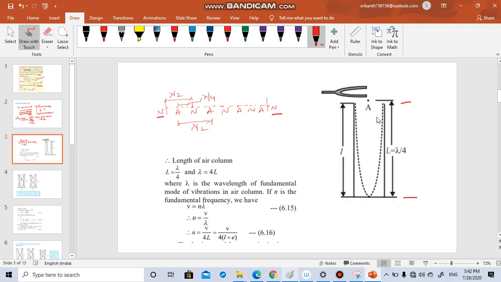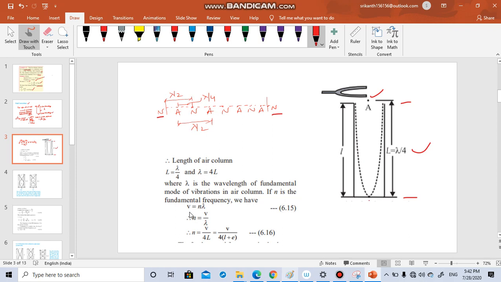So that fundamental frequency we are finding out. Here this length is equal to lambda by 4. Why? Here a node will be created, here an antinode will be created. So the gap is lambda by 4, that you are calling as capital L. Mind you, the geometric length is different here and the capital L is different here.